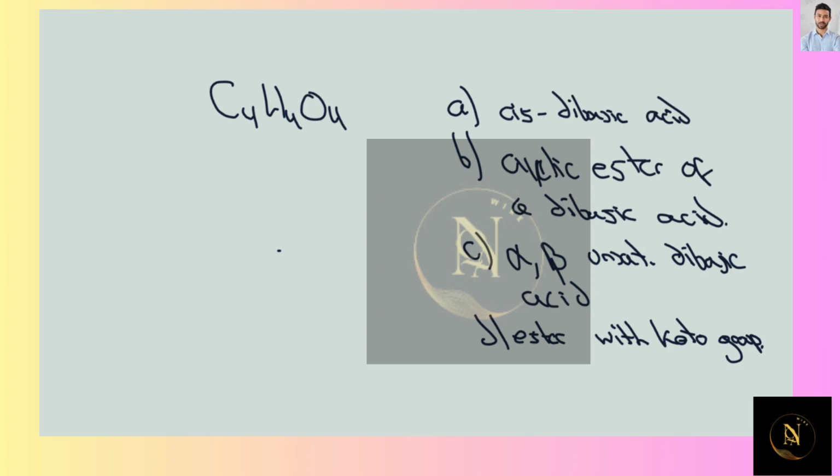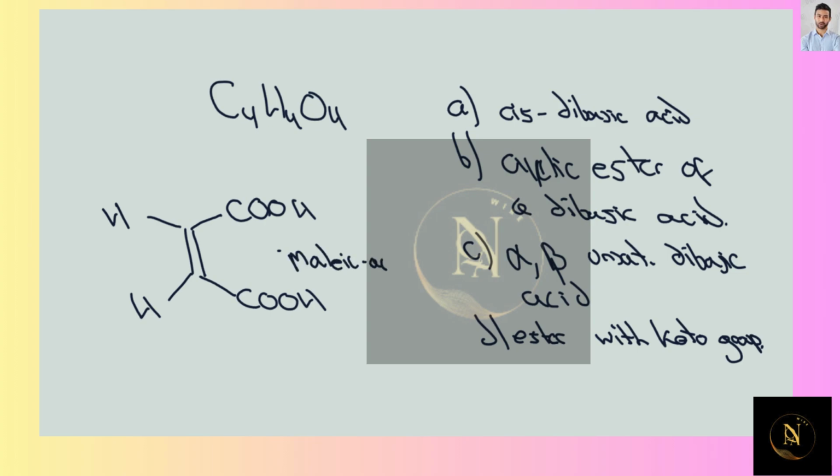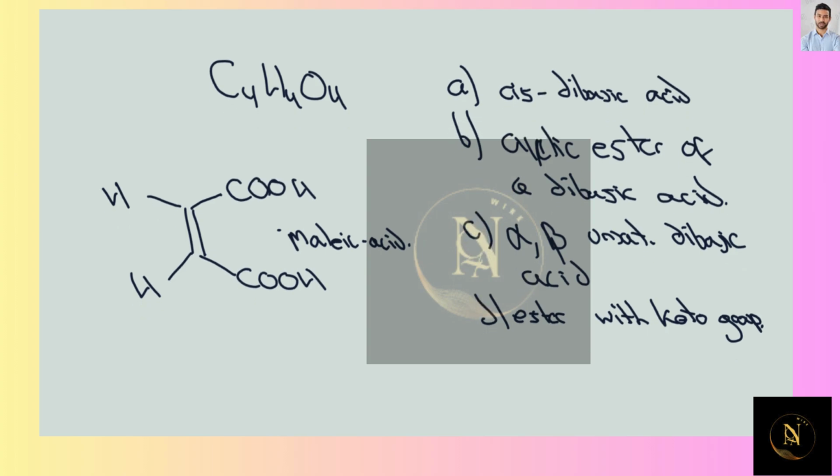So let's go through all of the possibilities that we have. First of all, let's go ahead with, for example, fumaric acid. Fumaric acid has the formula C4 COOH, hydrogen. So this one would be malic acid, which accounts for A, a cis-dibasic acid.